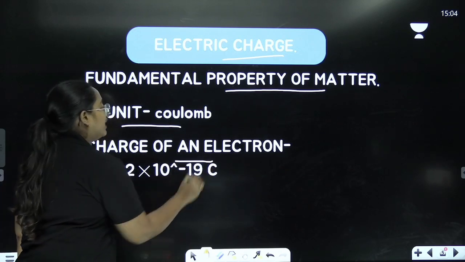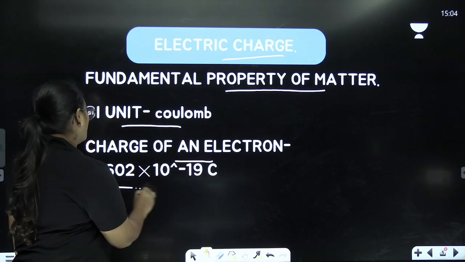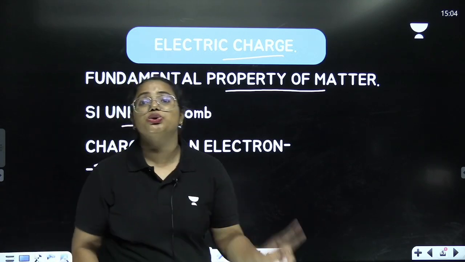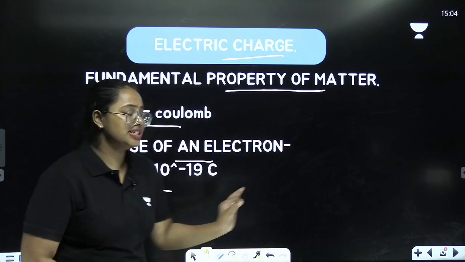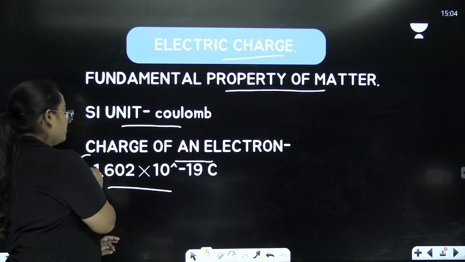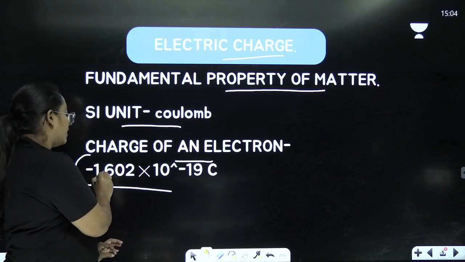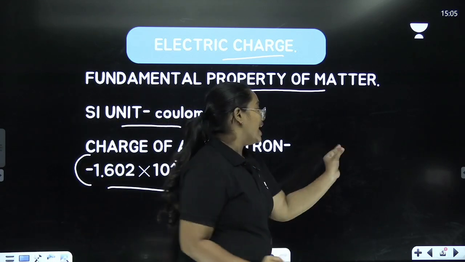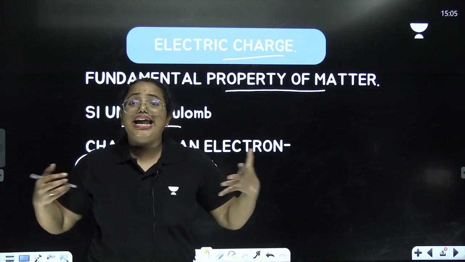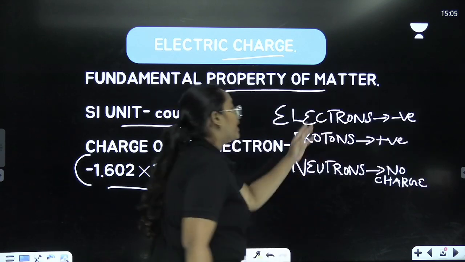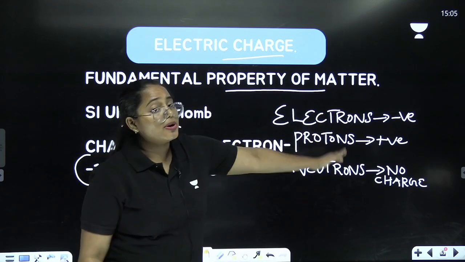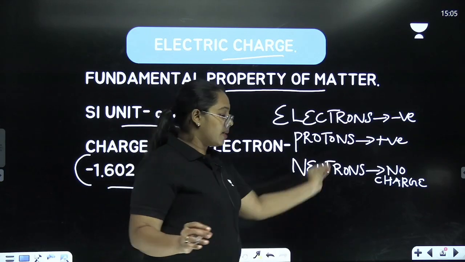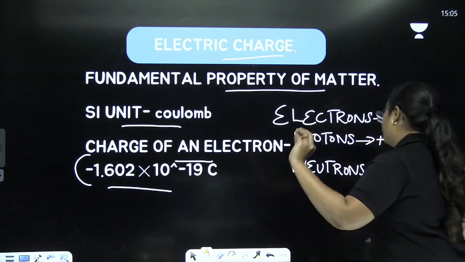And what about the charge of an electron? Look at this: minus 1.602 times 10 to the power minus 19 coulomb. Very important. This is negative, so that means electrons have a negative charge. Electrons are negatively charged, protons are positively charged, and neutrons have no charge at all. So the subatomic particle charges have also been learned now.